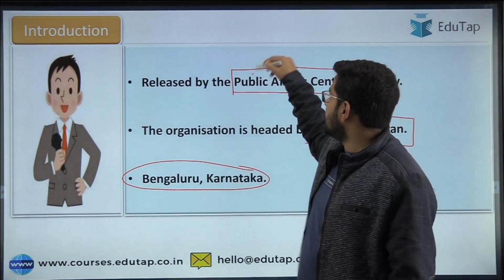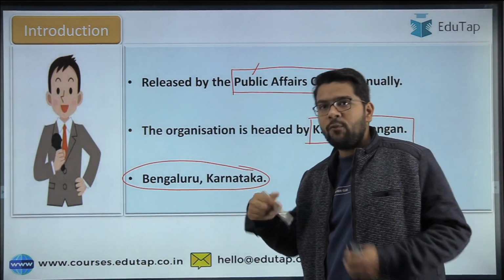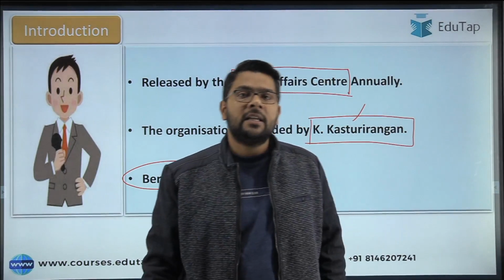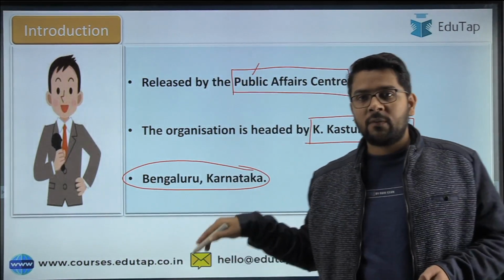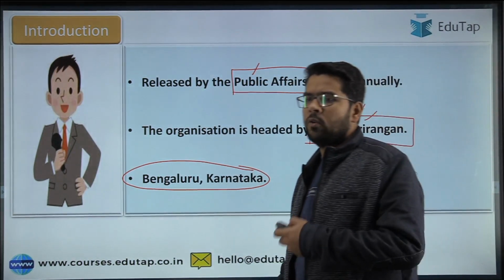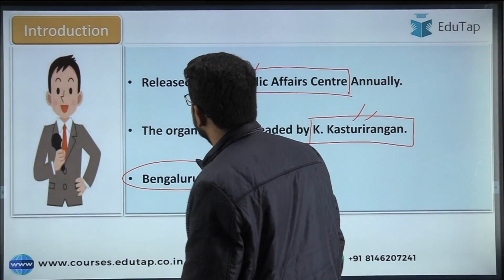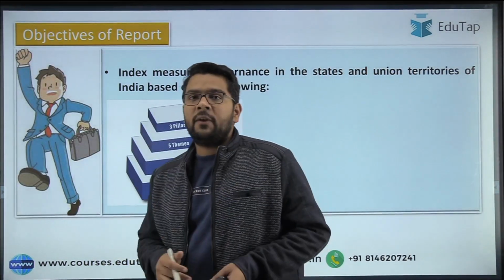So these are the three important facts regarding the introduction of this Public Affairs Index. First is the launching agency, then who is the chairman of this organization, because it was in the news. So a question can be asked that the current chairman of Public Affairs Centre is which of the following, especially in phase 1, they can ask this kind of question. There are rare chances that they will go into phase 2 with these types of questions.